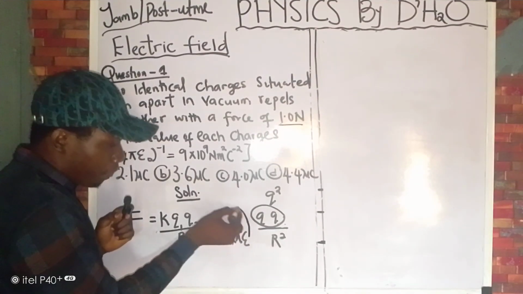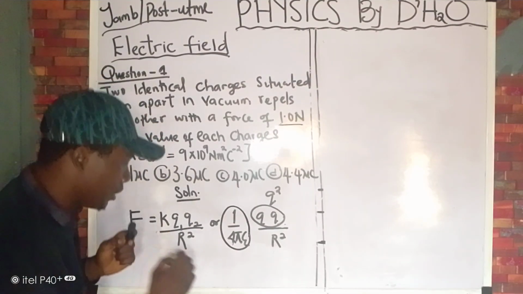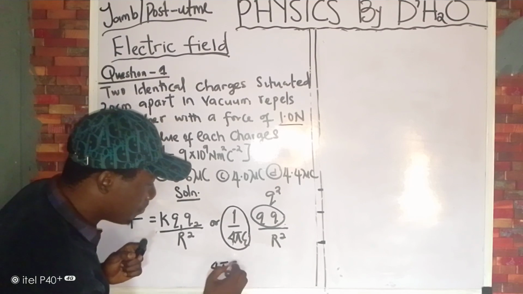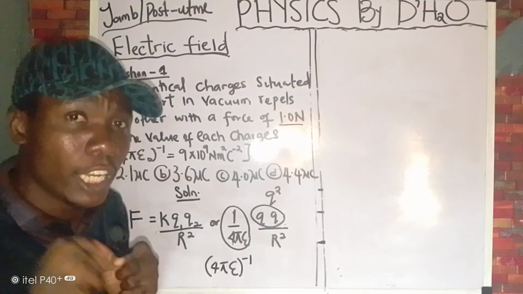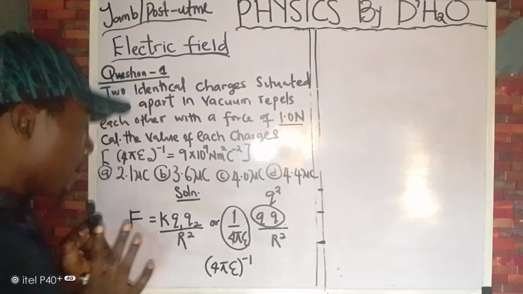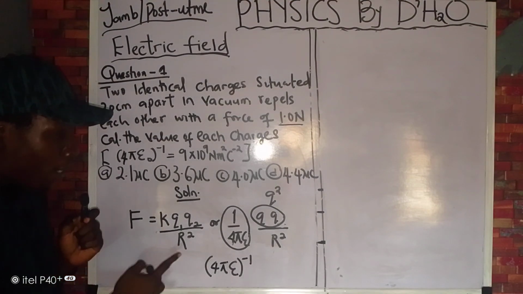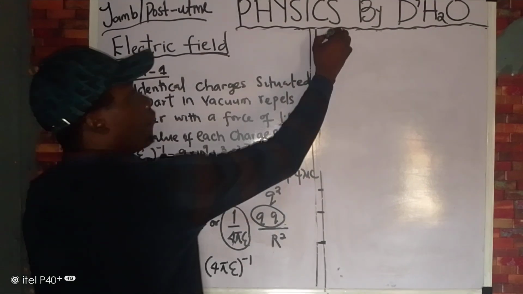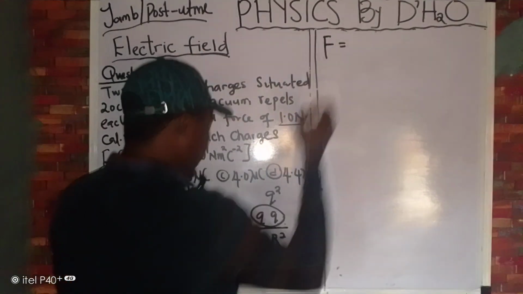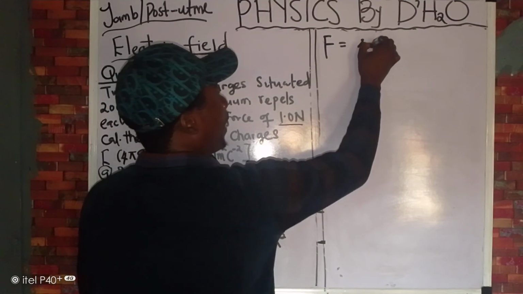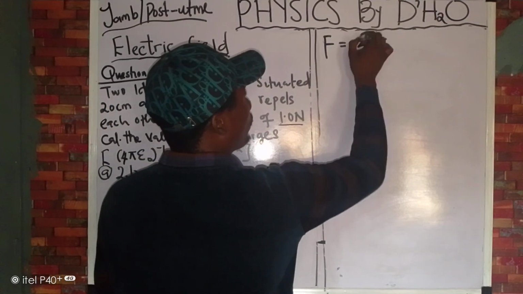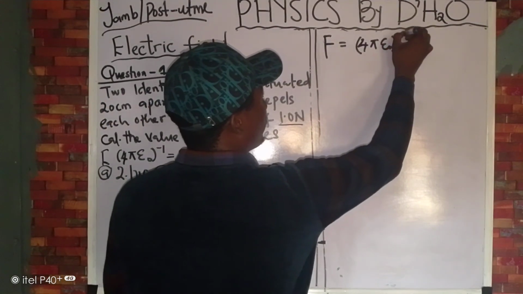Again, remember that 1 over 4 pi permittivity, do you know, is the same thing as 4 pi permittivity all raised to the power of -1. Remember the laws of indices. Now let's quickly do this. If we are working with this, it means that our force will be equals to, listen, this one is 1 over 4 pi. So we have 4 pi permittivity of free space, then raised to the power of minus 1.